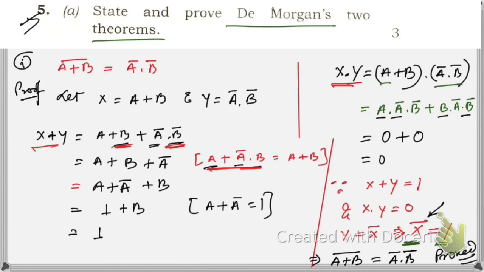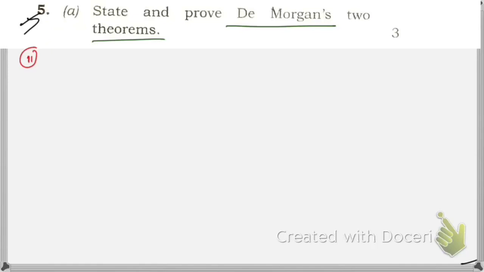Now let us prove the next property. Pause the video and note it. The next theorem is (a dot b) whole complement is equal to a complement plus b complement. This is the next property, next theorem. So let us prove this.